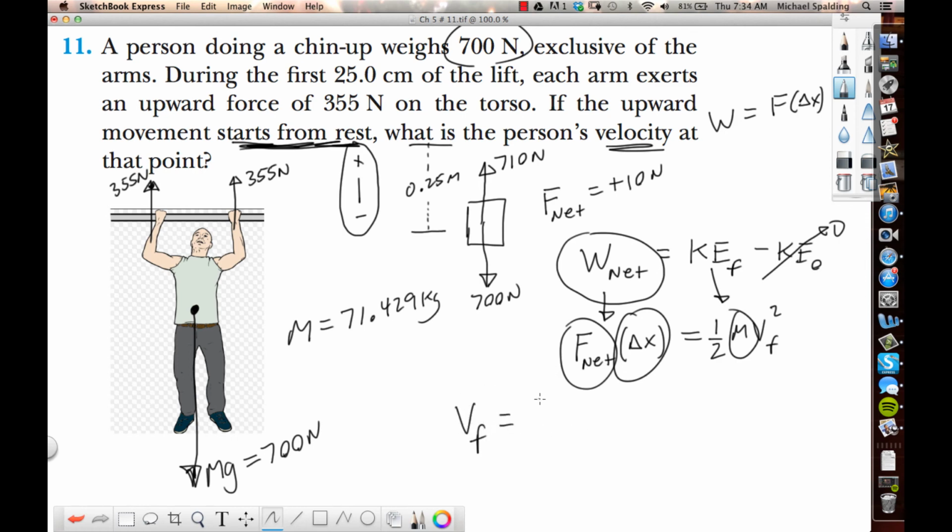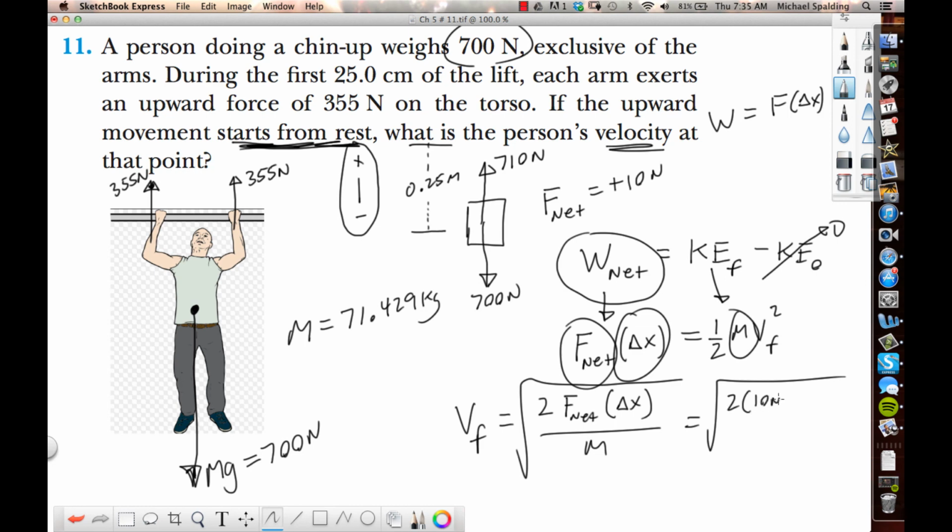So doing the algebra, you're going to get the square root of 2 times F net multiplied by the displacement over the mass. So that's going to be 2 times 10 newtons times 0.25 meters divided by 71.429 kilograms. And then this comes out as 0.26 meters per second.